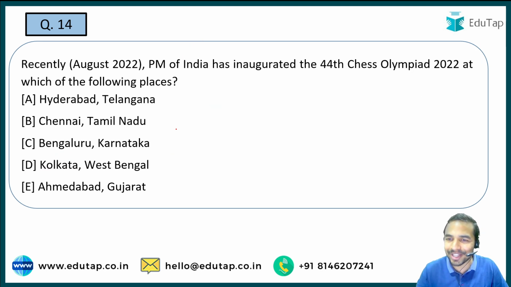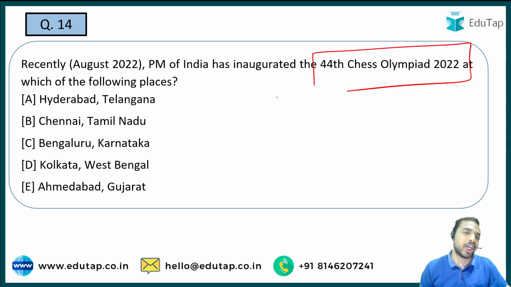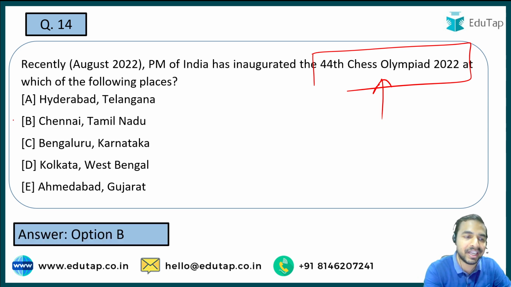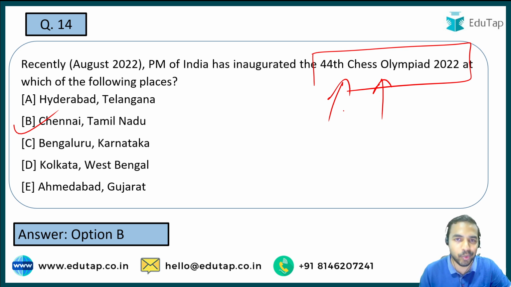The next question is on the 44th Chess Olympiad 2022. So guys, we all know that Commonwealth Games are also going on in Birmingham, but here you are required to tell me about the 44th Chess Olympiad 2022, which is taking place in India, and you are required to tell me the name of the place which is hosting this particular event. Is it Hyderabad, Chennai, Bangalore, Kolkata or Ahmedabad? And guys, it is none other than option B, that is Chennai in Tamil Nadu, which is hosting the 44th Chess Olympiad 2022, a very important event when we talk about chess.